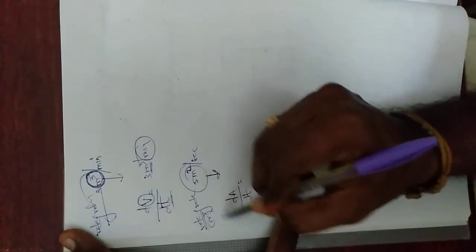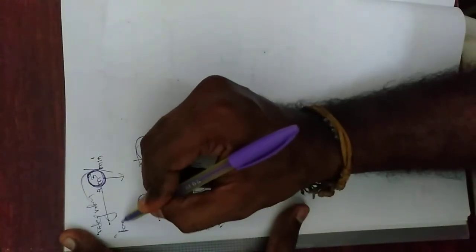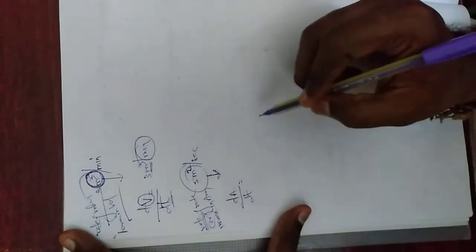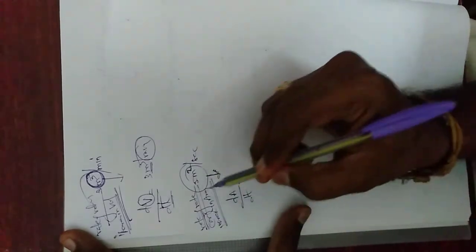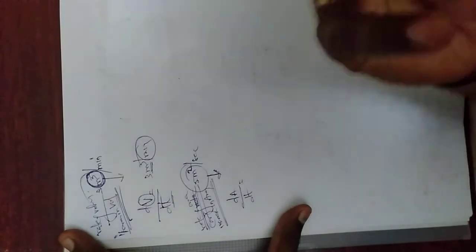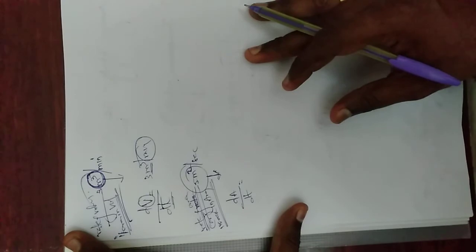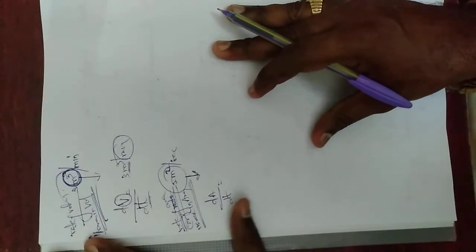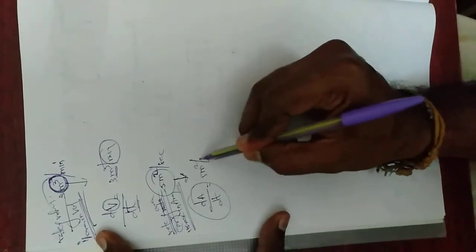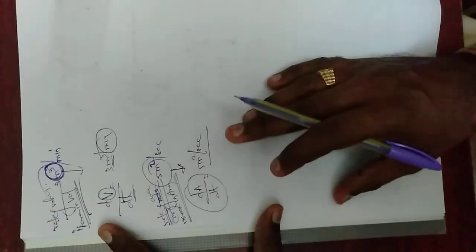Sometimes instead of rate, they will say increase in area or increase in volume. Listen carefully: increase in volume, increase in area, rate of area, rate of volume, or change of volume. Sometimes they also give change. So you want to put dA by dt as 5 meter square per second. This is very, very must.